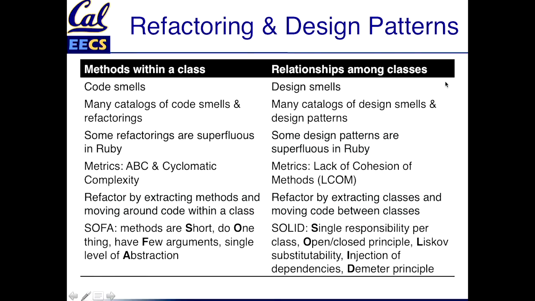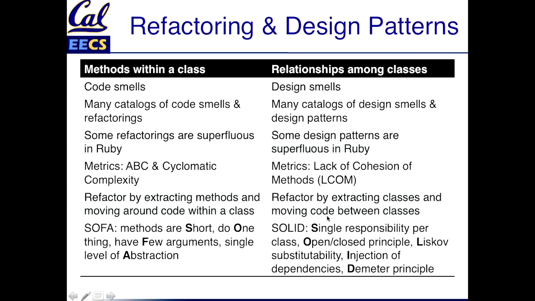Similarly, for classes, we're also going to look for smells, but now we're going to call them design smells because they're not necessarily about the individual lines of code. They're more about how different classes interoperate with each other, the structure of class collaboration. And again, there are catalogs of both design smells and design patterns that you could use to overcome them. What we'll see is that just as some refactorings of code aren't necessary in Ruby, there are also some design patterns that don't arise because Ruby makes it easier to avoid the pitfalls. Just as with method-level metrics, there are metrics that help you assess whether you're in violation, or possible violation, of a design smell.